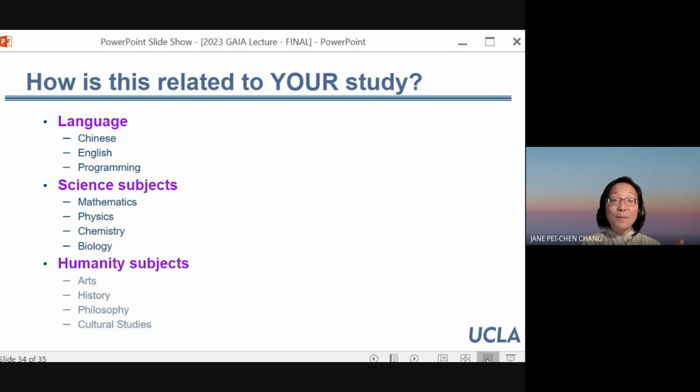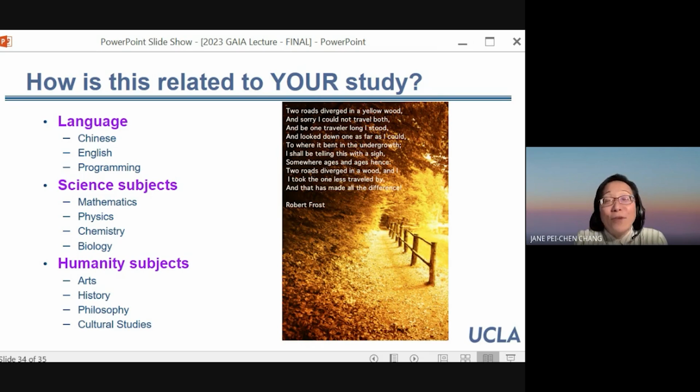For humanities, any of these subjects are great. The intersection between science and humanities is going to become a lot more important in the future. So I will leave you with a poem by Robert Frost. I hope you have read it, but if not, it's a very nice read. The purpose of this poem is not to say you have to choose the road not taken.